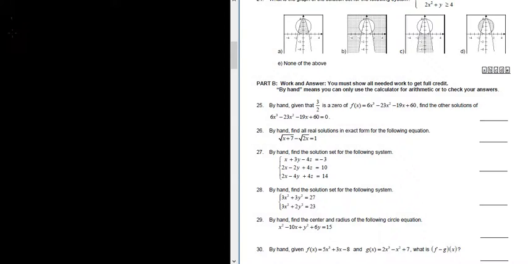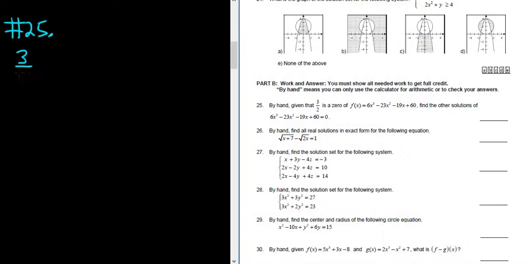Number 25. By hand, given that 3/2 is a 0 of this function here, find the other solutions of this equation. Okay, so we're told that 3/2 is a 0. That means if we divide by x minus 3/2, the remainder is 0. So the very first step is to use synthetic division.